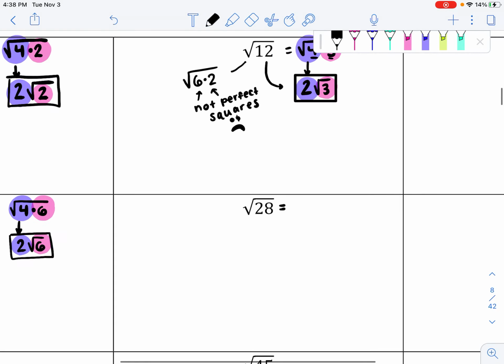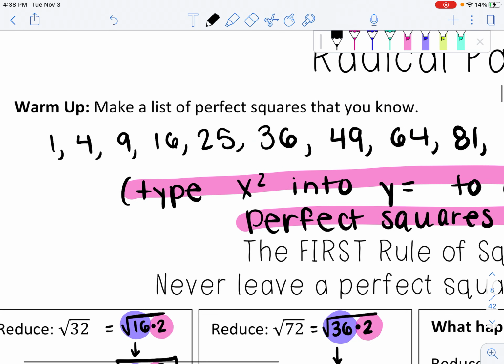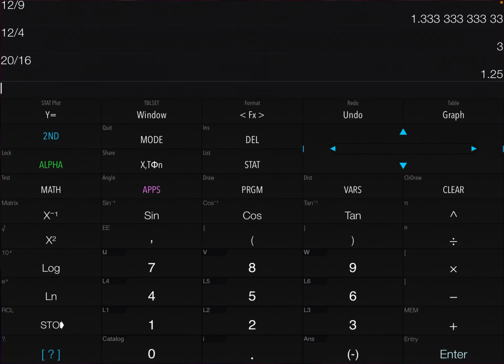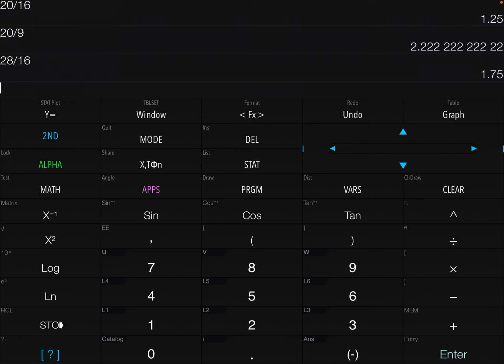28. So the biggest perfect square smaller than 28, 28 would fall right here. I hope it's pretty obvious that 28 can't be divided by 25. 28 also can't be divided by 16, and again, if you're not sure, just type it in. 28 divided by 16 gives me a decimal. The next one would be 9. 28 divided by 9 gives me a decimal.